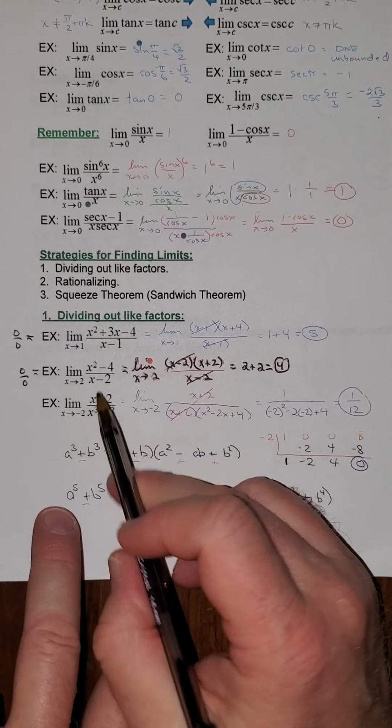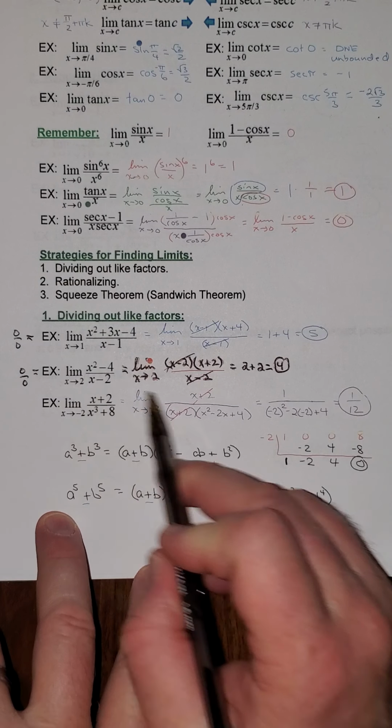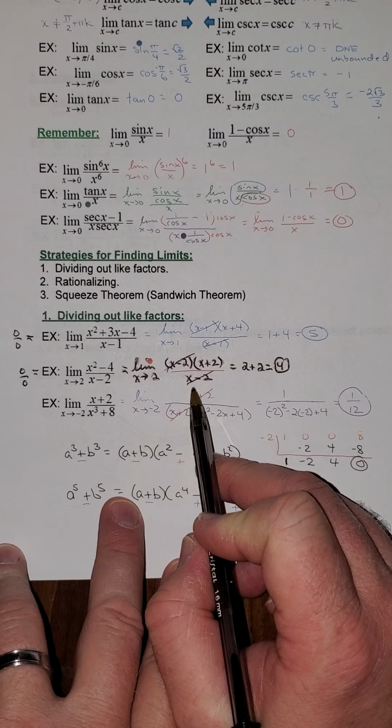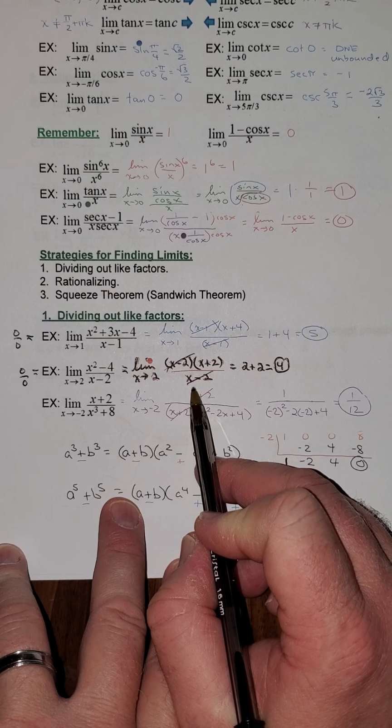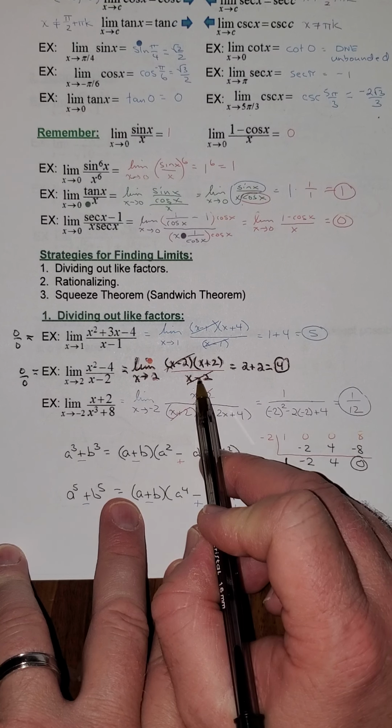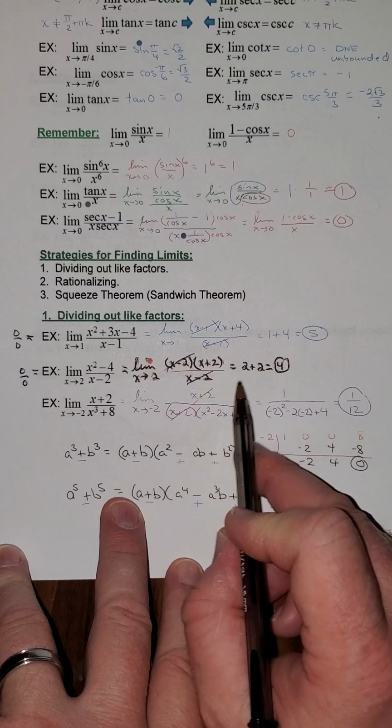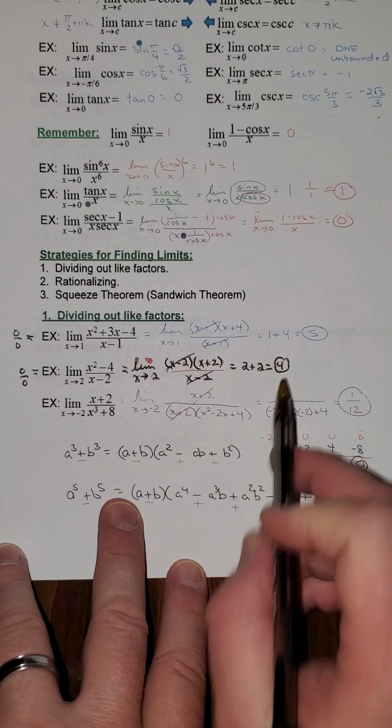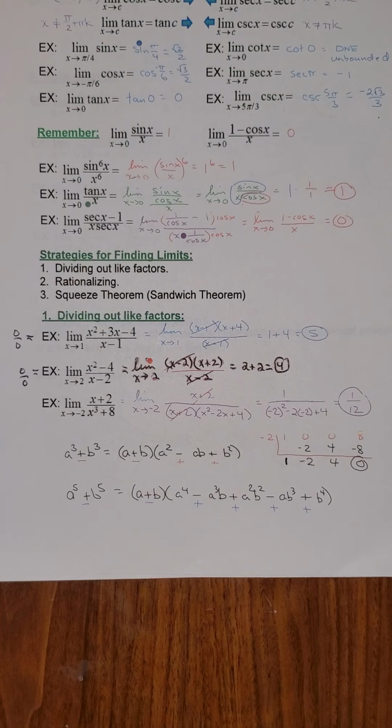So factor it. If x approaches 2, I can guarantee you there's an x minus 2 top and bottom. 99% of the time, I can guarantee you that's what's going on. Those x minus 2s are going to cancel. I can plug in the 2 now. I get 2 plus 2, which is 4. There's my limit. Now, some problems are a little bit harder to do than others.